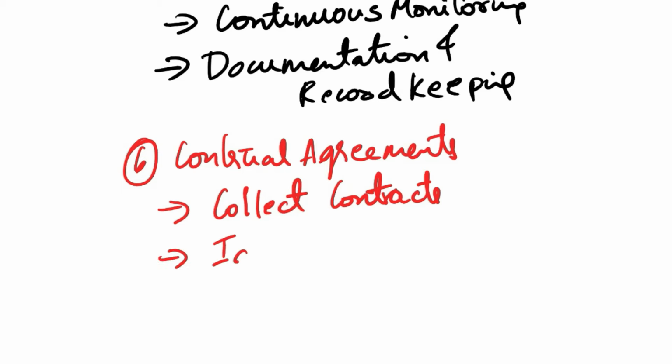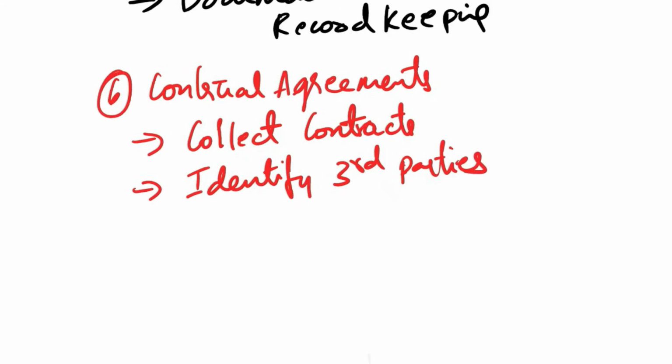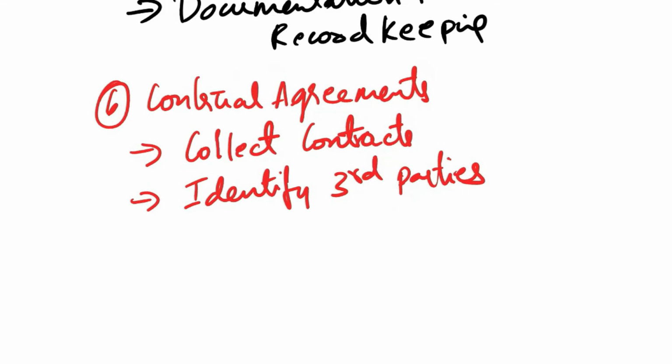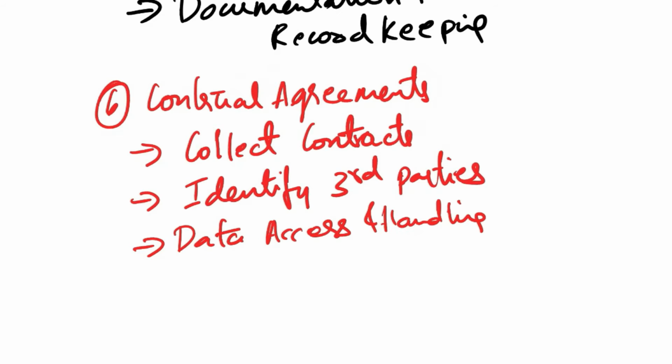Next, identify third parties. Scrutinize each contract to identify any external parties explicitly mentioned. This includes the names of the vendors, suppliers, service providers, and other entities with whom your organization has a contractual relationship. Next, data access and handling. Review the sections of the contracts that address how the third parties handle and access data. This is crucial for understanding the potential risks associated with the handling of sensitive information.